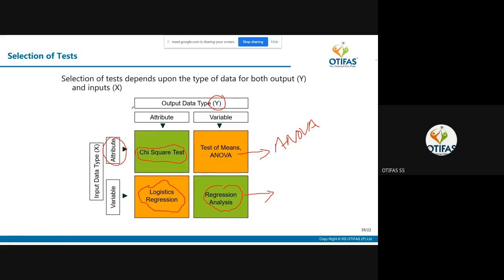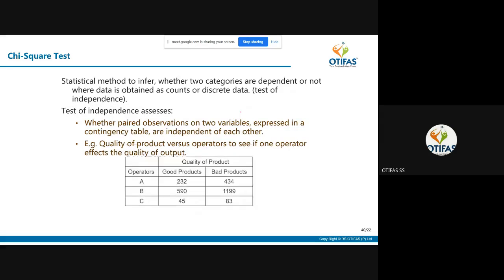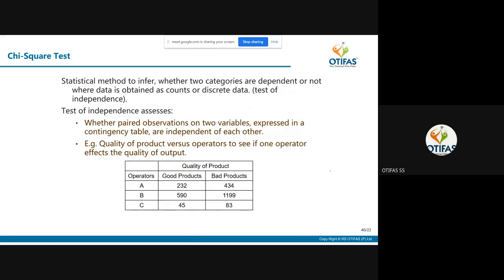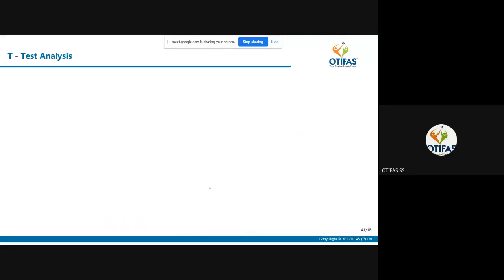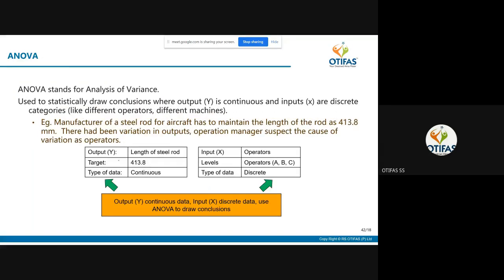So you learn all this when you do a project. In a project, depending upon the situation, you will decide which tool to select. I will not go deep into this. Like if you have two operators, and they want to find out if there is a significant difference between the operators, we can use chi-square here. Similarly, t-test and ANOVA. ANOVA is done when you want to find out the difference between operators. So we will do an example of ANOVA.